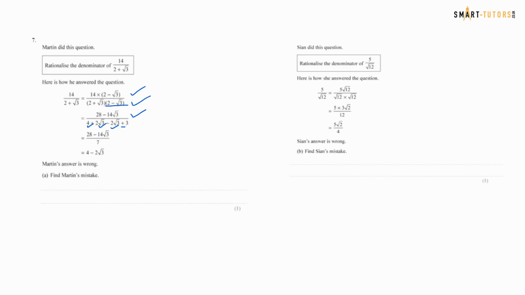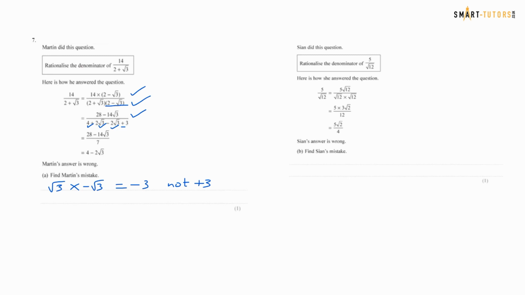Martin's answer is wrong. Find Martin's mistake. So root 3 plus root 3 times minus root 3 equals minus 3, not plus 3. So that is the answer. They didn't ask you to work it out. Find Martin's mistake. Only 1 mark. Don't spend the time to do the question. Just leave it. So you found the mistake and you have indicated it to get that 1 mark.